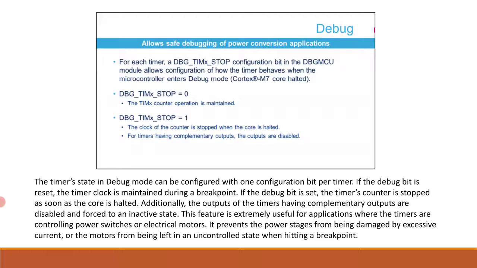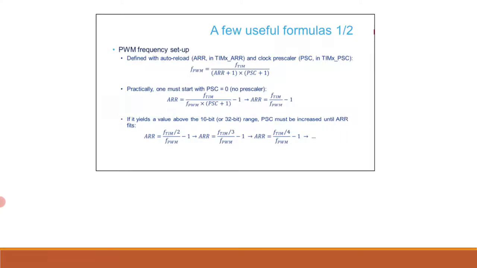Let's have a look at a few useful formulas for how to set the timer's PWM frequency. This parameter is defined using the auto-reload value ARR programmed in the TIMx_ARR register and the clock prescaler programmed in the TIMx_PSC register. The PWM frequency is given by the timer operating frequency FTIM divided by (ARR plus 1) times (PSC plus 1), that is, ARR plus 1 into PSC plus 1.